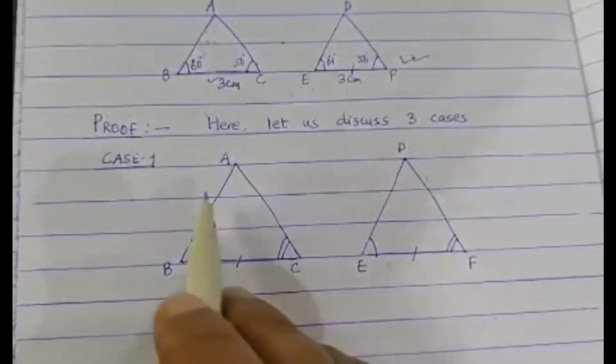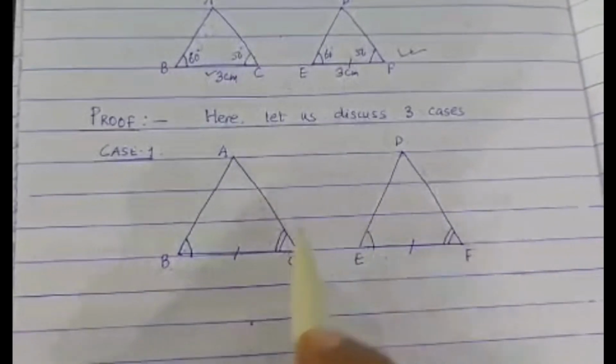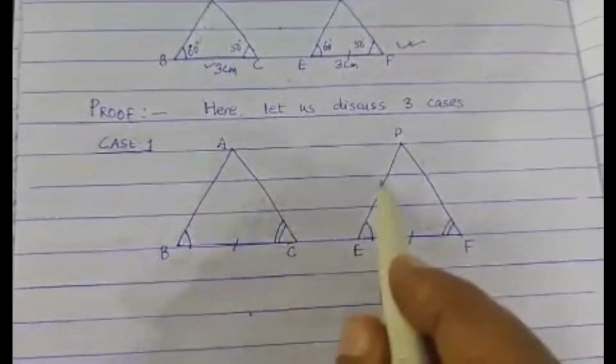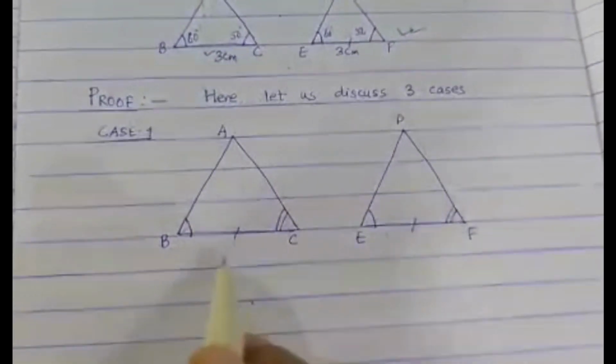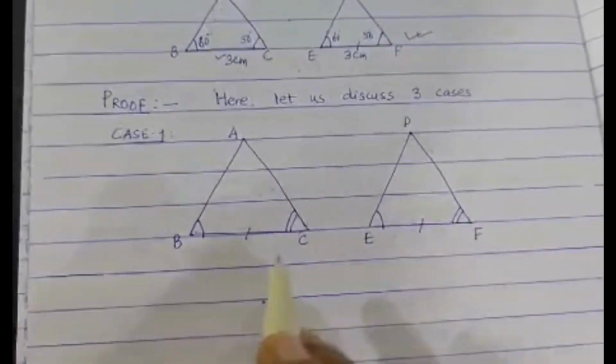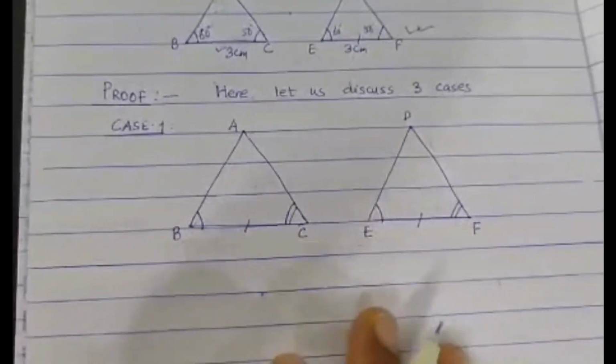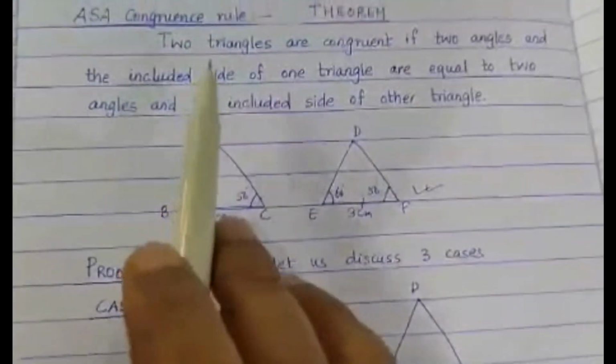When first case is these two sides are equal, AB equal to DE. Second case when this is bigger than this. Third case when this is smaller than this. So we will discuss all the three cases, and we are going to achieve this proof.